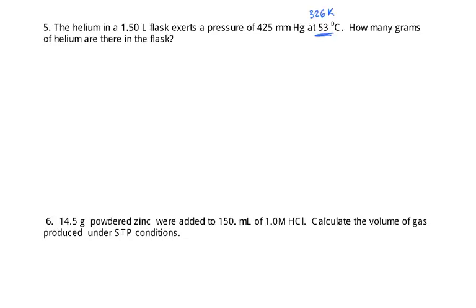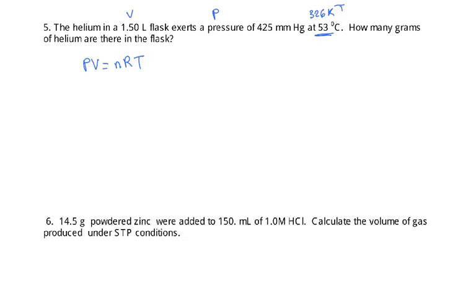So again, we're going to ask ourselves, are there changing conditions? Are any of the variables changing, or do we have one set of conditions? So let's look at it. This is volume. This is pressure, the 425 millimeters of mercury. This is temperature. Looks like we have one set of conditions, and so in this case, we're going to use PV equals nRT.